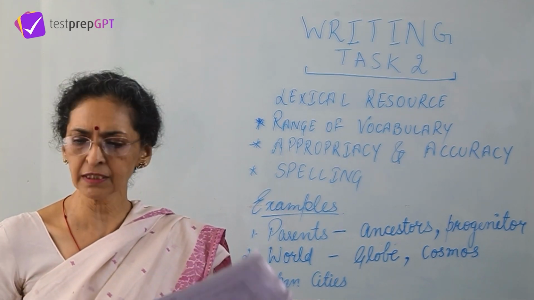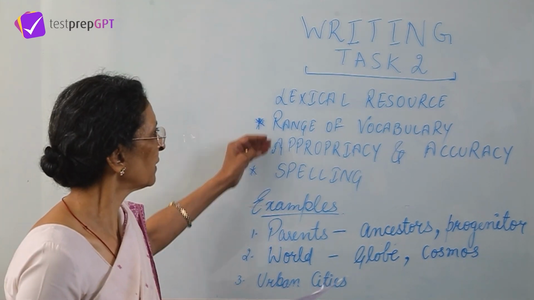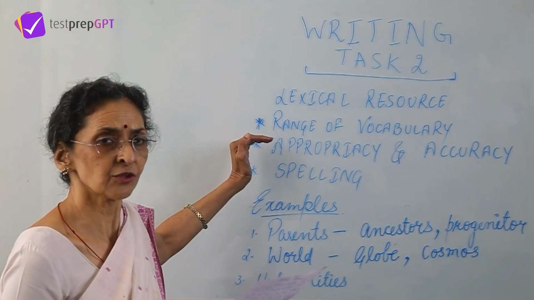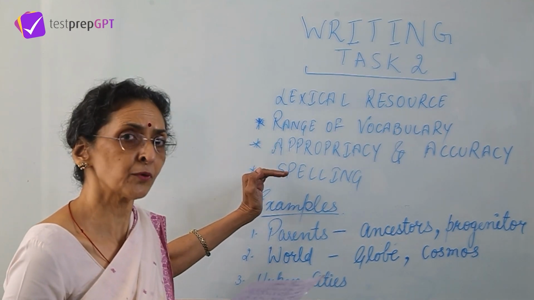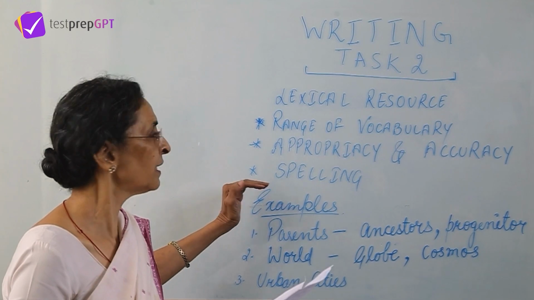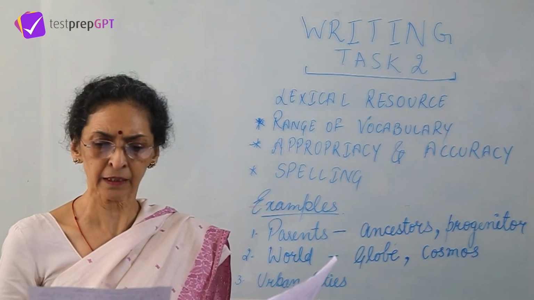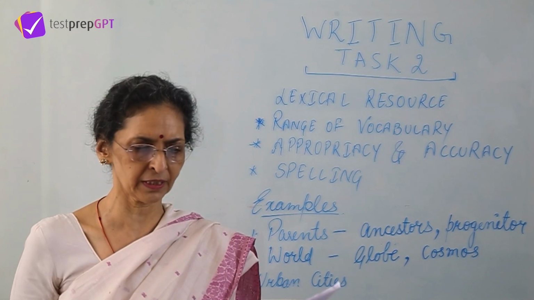Now, in terms of writing task 2, lexical resource has the following factors: the range of your vocabulary, how appropriately and accurately have you used the vocabulary, and also word formation and spelling. So let's look at these a little more in detail.